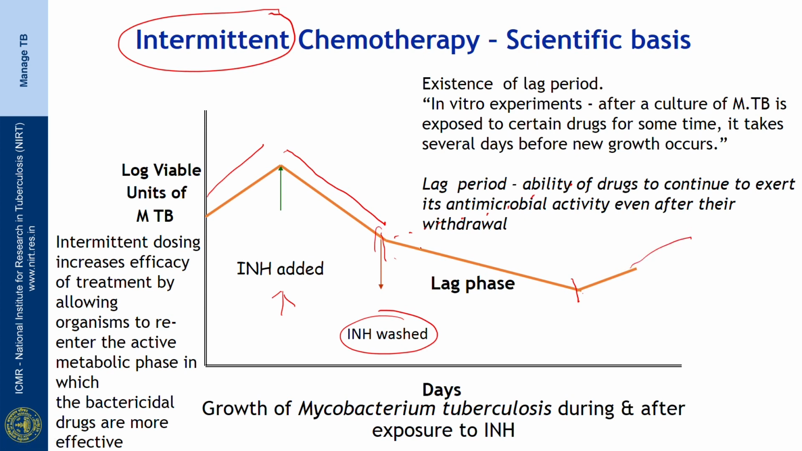This principle of lag phase, that is, once the culture is exposed to a drug, the bacterial count goes down. Even after removal of the drug, the bacterial count continues to go down. It takes some time for it to recover metabolically and to multiply. This principle is used in intermittent chemotherapy. Now, using this principle of lag phase, intermittent doses were given maybe thrice weekly or twice weekly. The main principle here is intermittent dosing increases the efficacy of the treatment by allowing the organisms to re-enter the active metabolic phase, in which the bactericidal drugs are more effective.